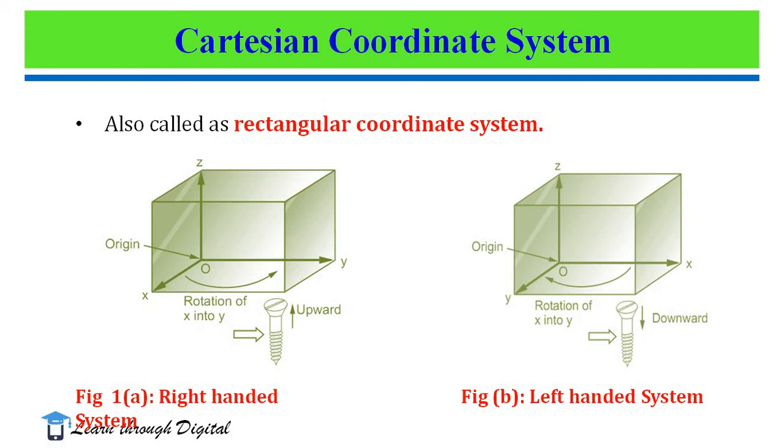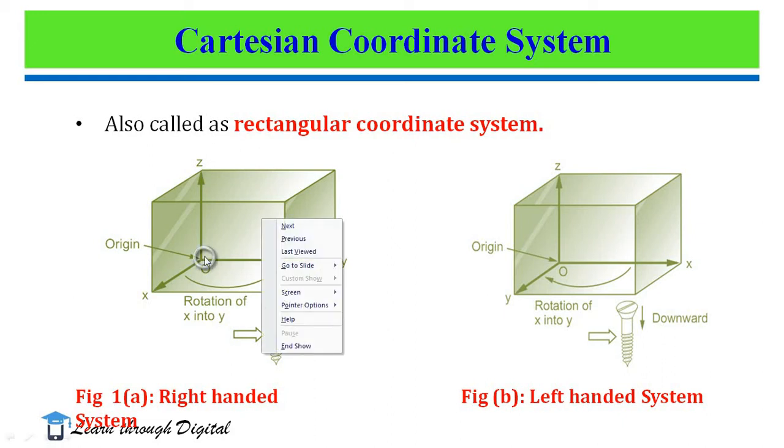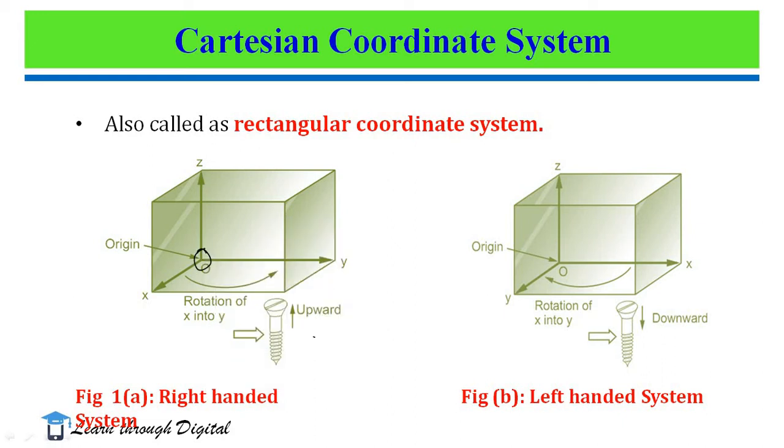It is also called the rectangular coordinate system. This system has 3 coordinate axes: x, y, z. These x, y and z axes are mutually perpendicular to each other. These 3 axes intersect at a point. This is the point of intersection. The axes intersect at a common point called the origin of the system.